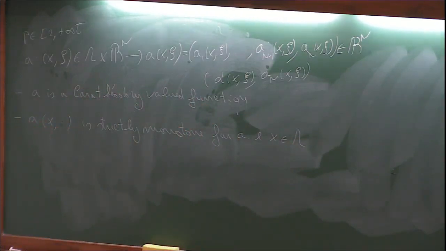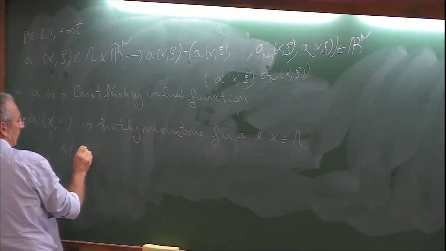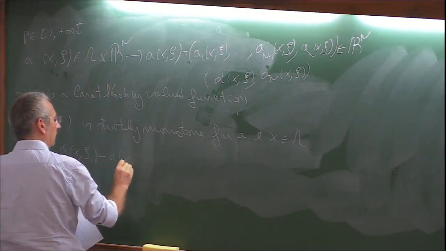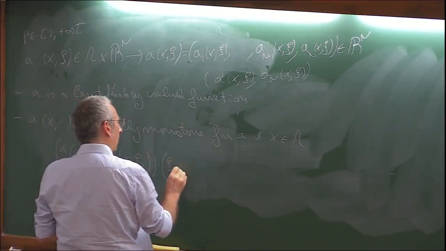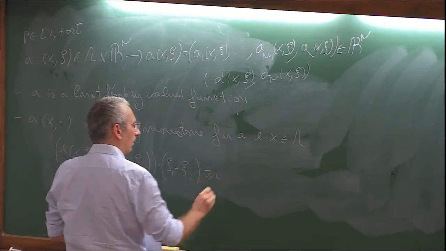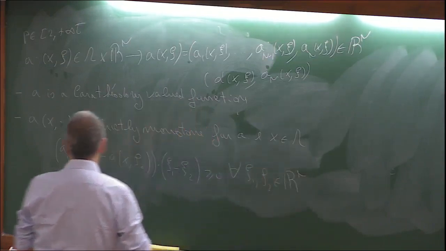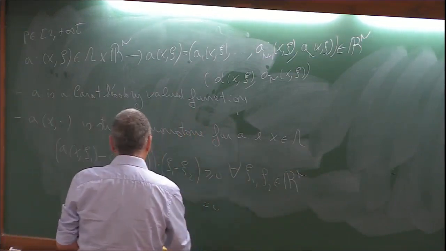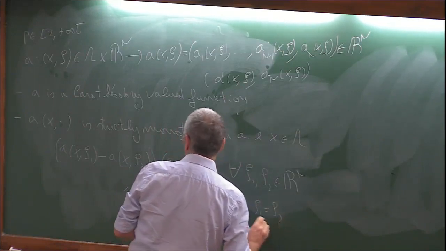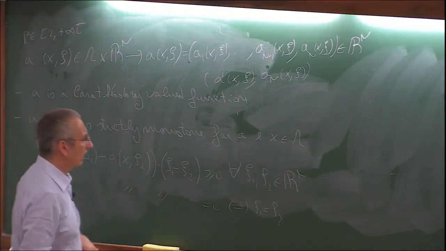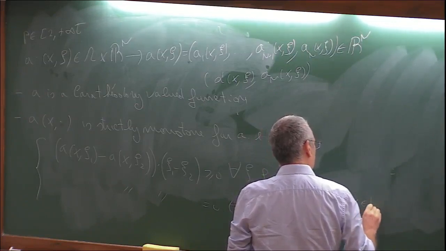What this means is that A is strictly monotone in the second variable, that (A of x, c1 minus A of x, c2) inner product with (c1 minus c2) is greater than 0 for each c1, c2 in R^n, and this equals 0 if and only if c1 equals c2. Okay? For almost everywhere x in omega.